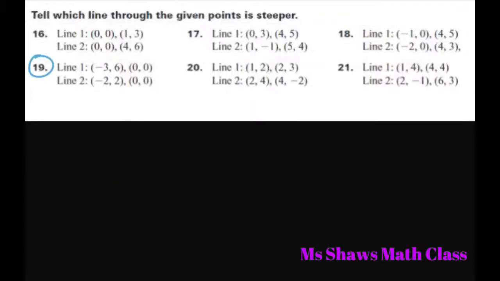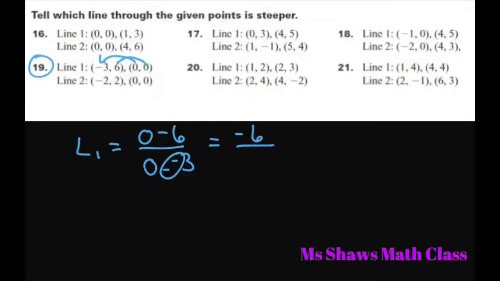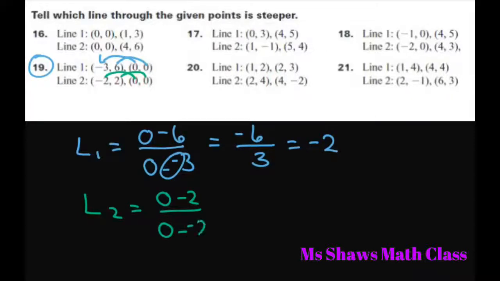For 19, we have line 1, so that's going to be 0 minus 6. And for your x, that's going to be 0 minus a negative 3, so that's going to be positive. So you get negative 6 divided by 3 is negative 2. And line 2, that's going to be 0 minus 2 and 0 minus a negative 2. That's going to be negative 2 divided by positive 2, which is negative 1.